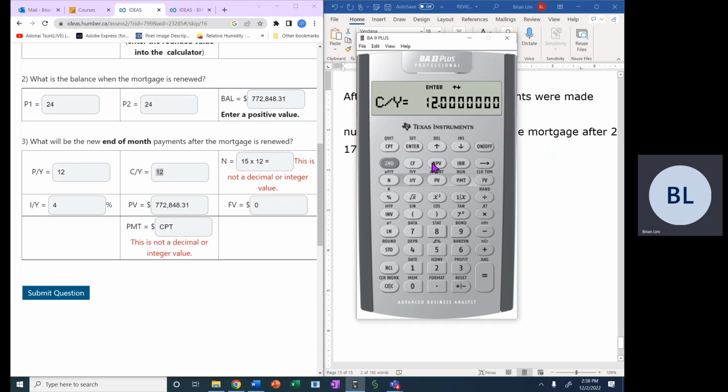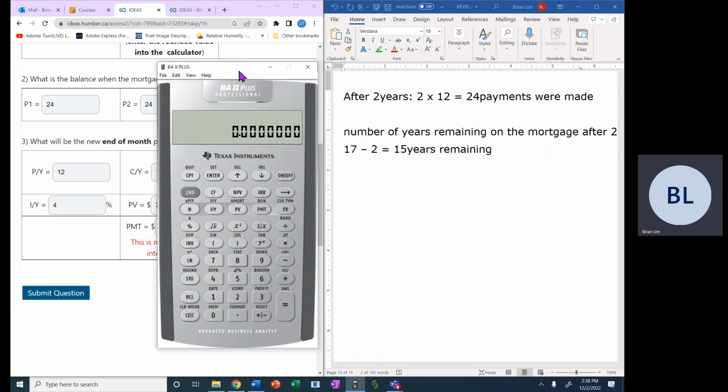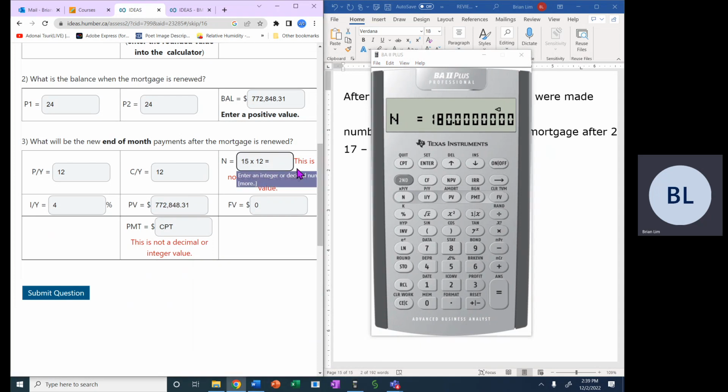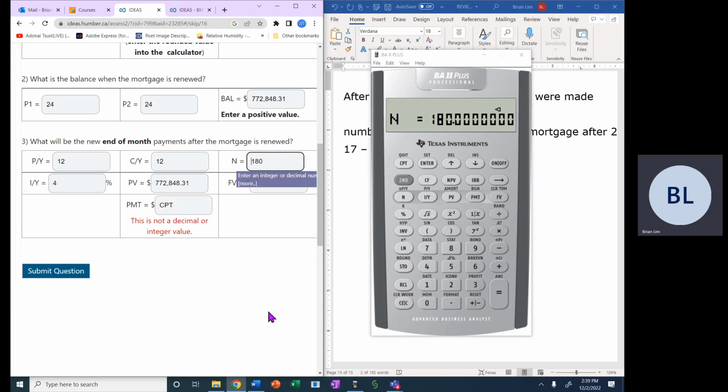All right, good. Now let's go back, and we are inputting this new set of numbers, right? So PY is still 12, CY is still 12. But the number of years has now become 15. It is no longer 17. Remember? That is what we were doing over here. We subtracted the 2 from the 17 and we got 15. So let's put in the 15 and go second and n, and the number should be 180. So in here we put 180, and we can go back now and delete the calculations we had there. All right, 15 times 12 gives us 180.